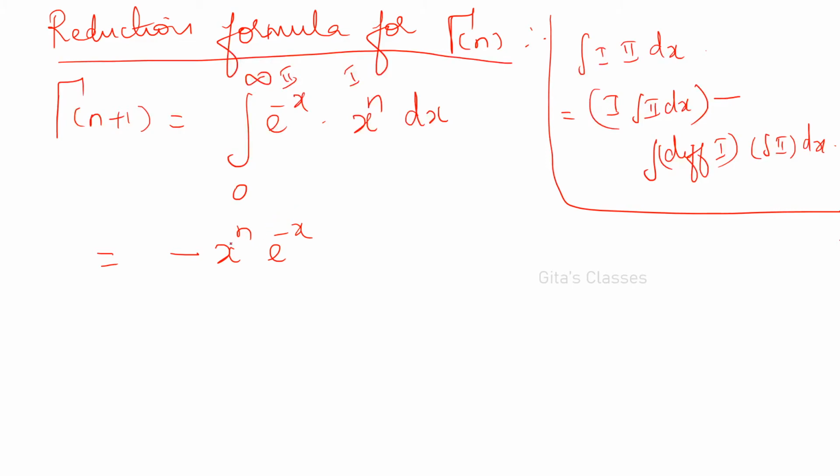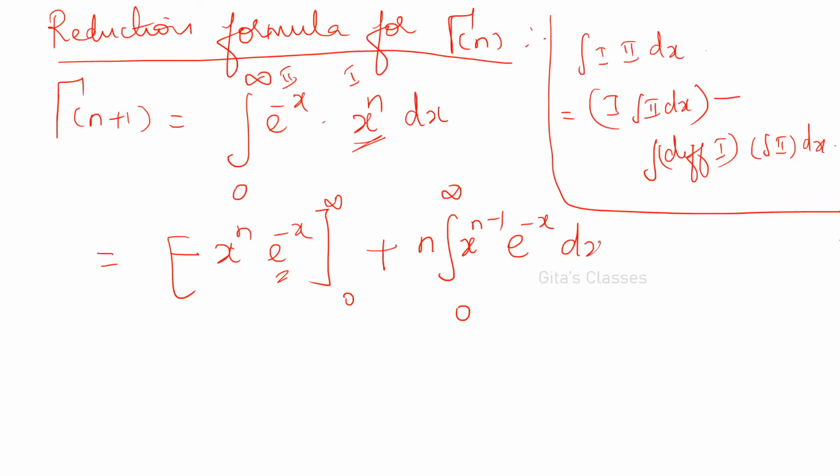So x power n I am writing as it is, and e power minus x divided by minus 1, from 0 to infinity, minus integral 0 to infinity. Now I am going to differentiate x power n. So n into x power n minus 1, because n is independent of x, I am writing it outside, into whatever you have written here. So minus and minus will become plus, e power minus x into dx.